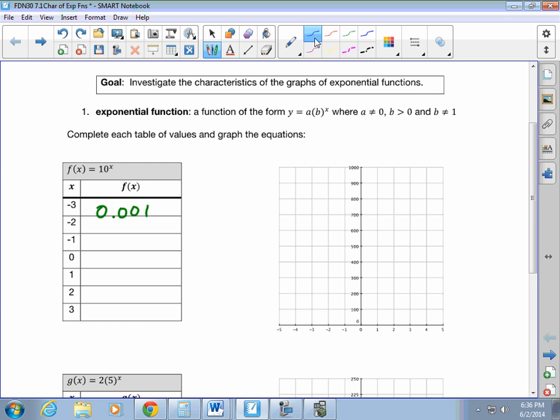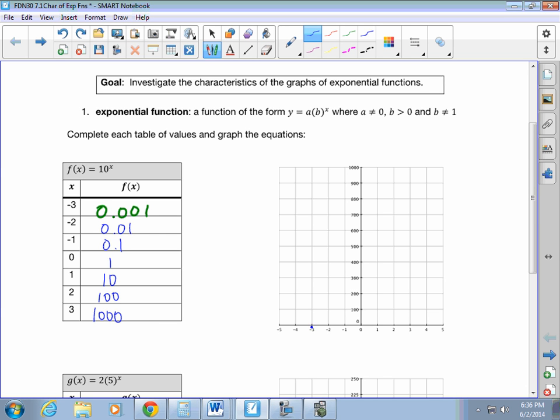Negative 2, 10 to the power of negative 2 is 0.01. Negative 1 will be 0.1. 10 to the power of 0 is 1. 10 to the power of 1 is 10. To the power of 2 is 100. And to the power of 3 is 1,000. So now when we go to plot these, at negative 3, our answer was 0.001.